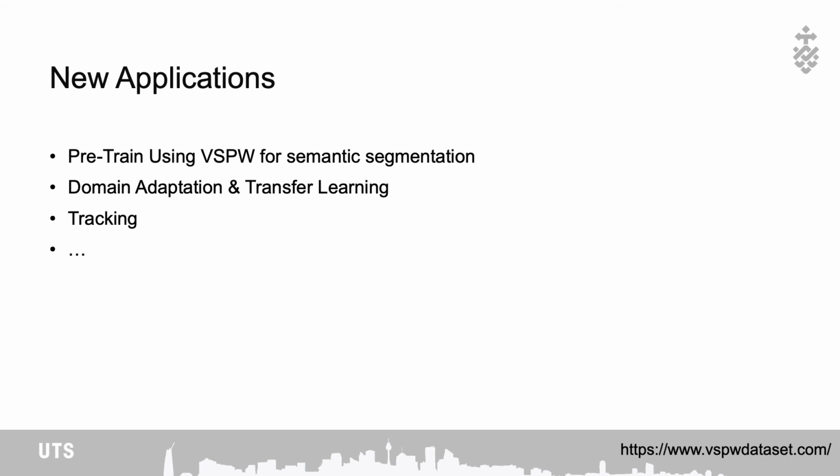Besides, we can use VSPW for some new applications. For example, we can use VSPW to pre-train models for semantic segmentation. We can study domain adaptation or transfer learning or tracking using VSPW.